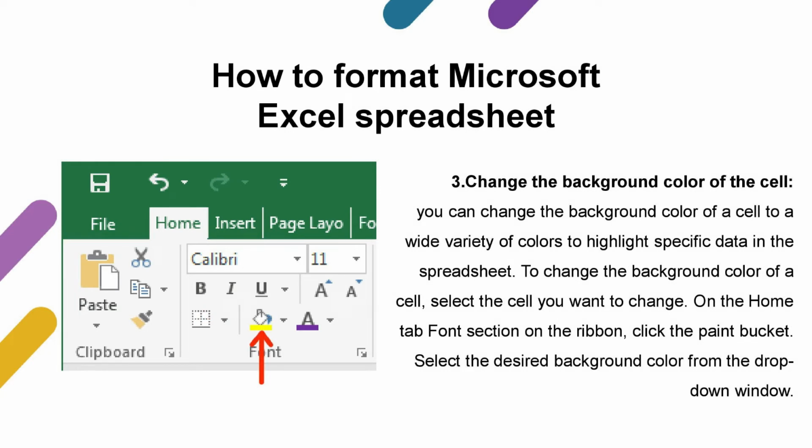The third one is we can change the background color of the cell. You can change the background color of the cell to a wide variety of colors to highlight that data in the spreadsheet. To change the background color of the cell, select the cell you want to change. On the Home tab, font section on the ribbon, click the paint bucket being tipped to the right. Select the desired background from the top drop-down window.